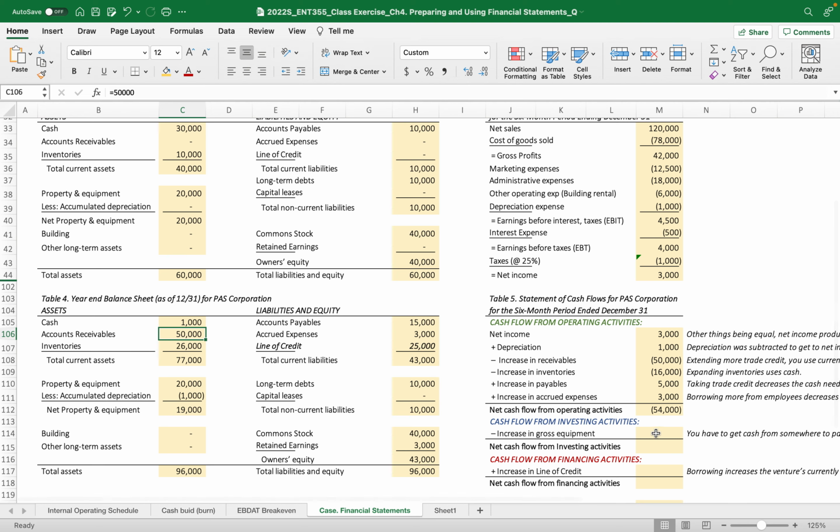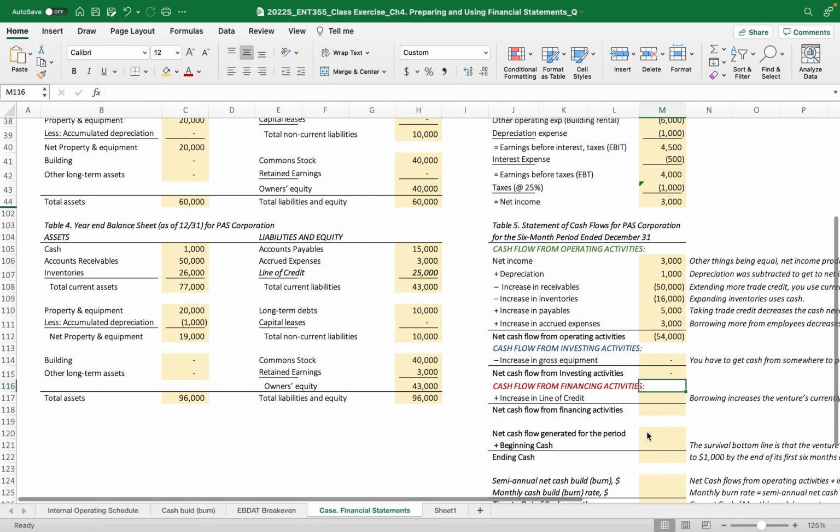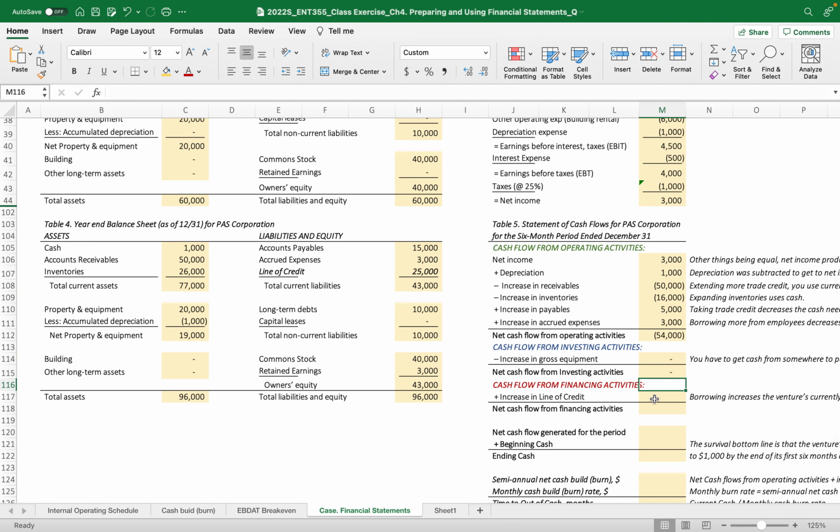Increase in gross equipment. So there's no increase. No increase. So just 0. There's no investing activities through this 6-month period.